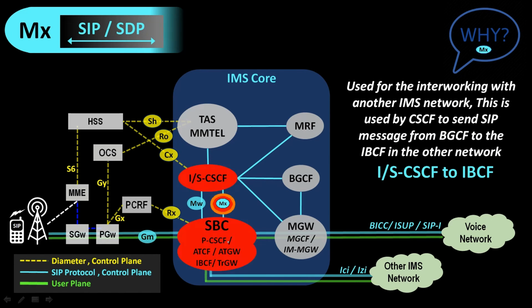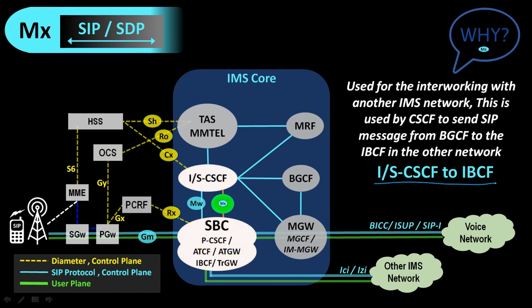MX interface. This is also used to give connectivity between the CSCF and IBCF. It is used for interworking with the IMS network. I mean to say another IMS network. If a call is going from my IMS network to another IMS network, this particular link is going to be used. This is used by CSCF to send SIP messages from BGCF to the IBCF to the other network. This is the MX interface which is used between CSCF and IBCF. It plays a vital role for the internetworking of calls between two IMS networks.